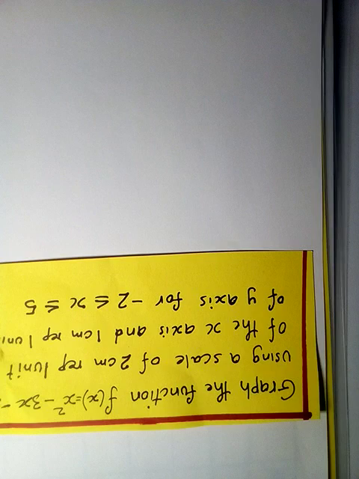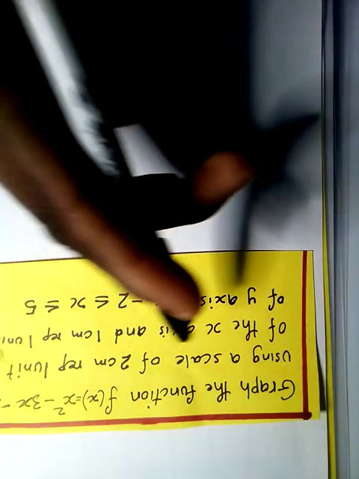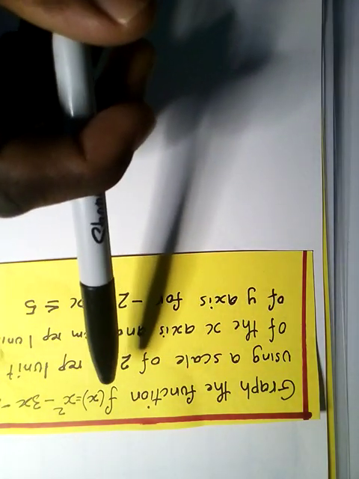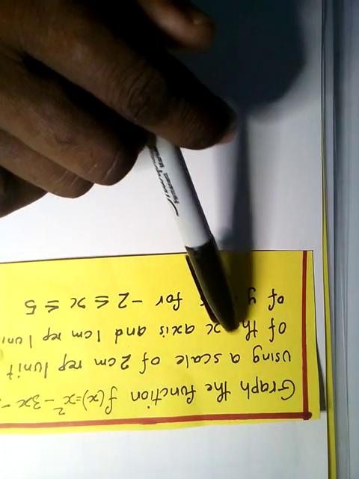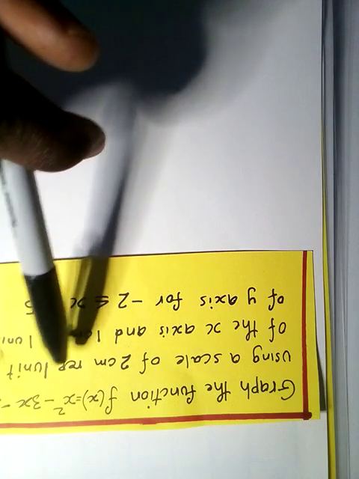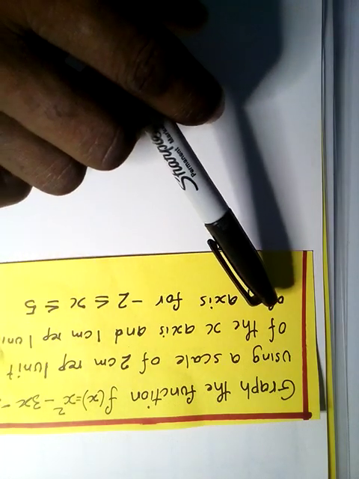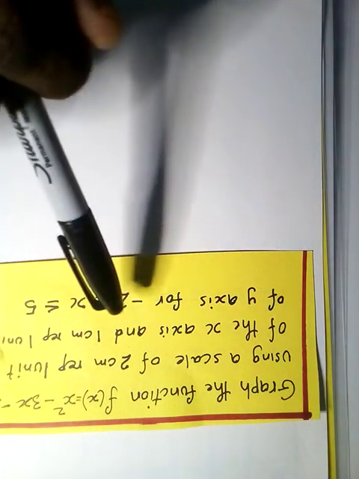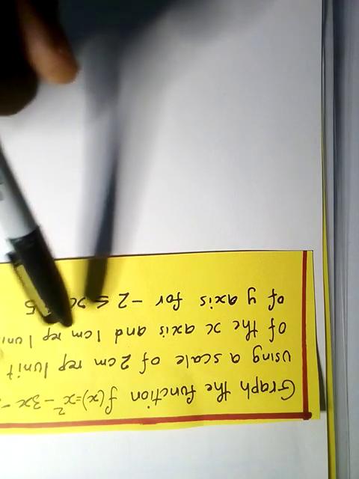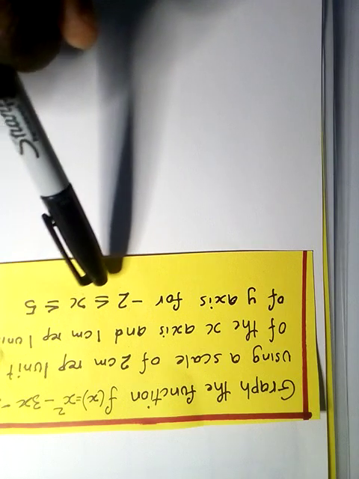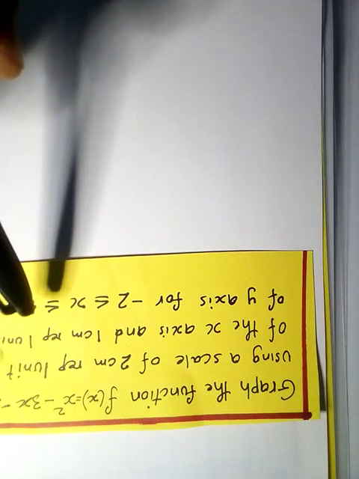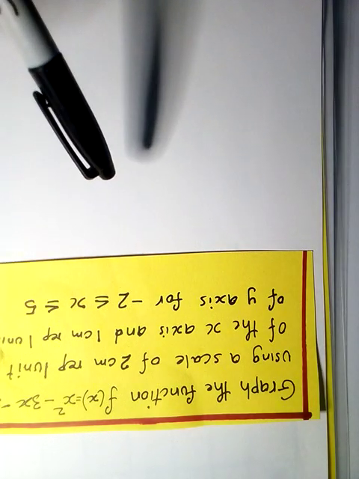Alright, let's look at a question. Graph the function f of x equals x squared minus 3x minus 3 using a scale of 2 centimeters to represent 1 unit on the x-axis and 1 centimeter to represent 1 unit on the y-axis for minus 2 is less than or equal to x is less than or equal to 5.